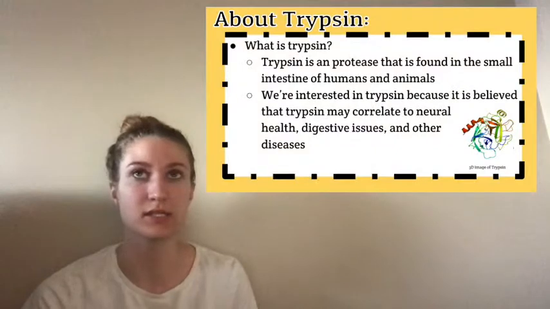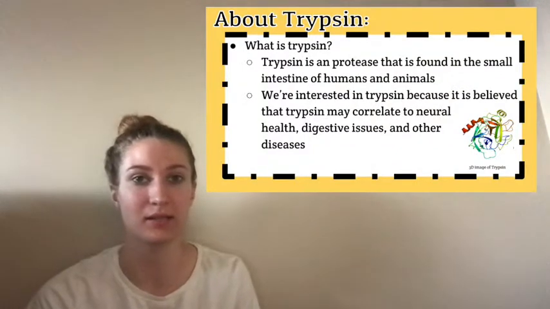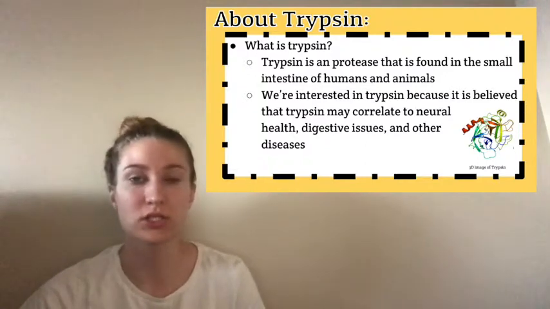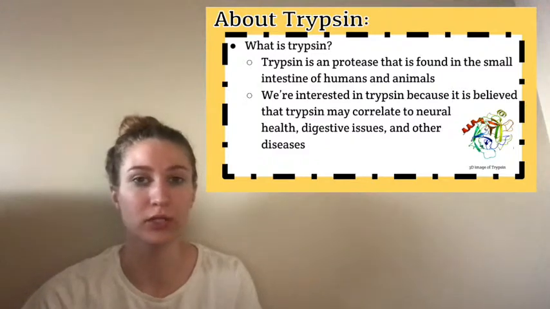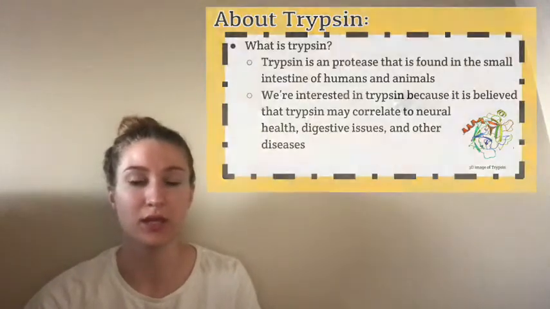So another important set of background information to know is what is trypsin, and trypsin is the enzyme we're focusing on in this lab. And trypsin is a protease that is found in the small intestine of humans and animals. We're interested in trypsin because it's believed that trypsin may correlate to neural health, digestive issues, and other diseases.